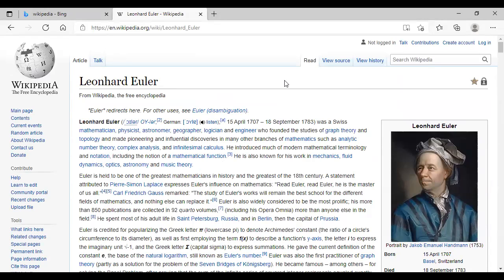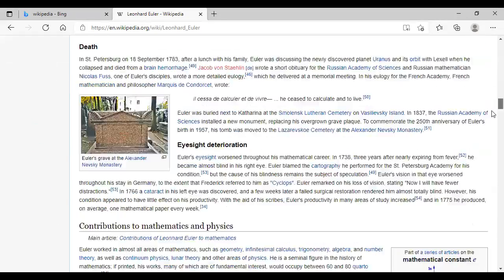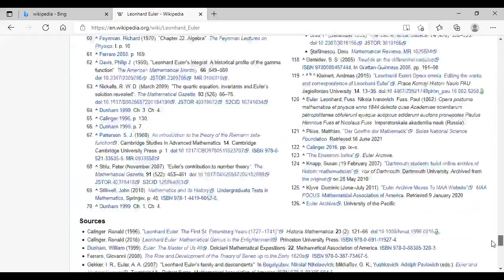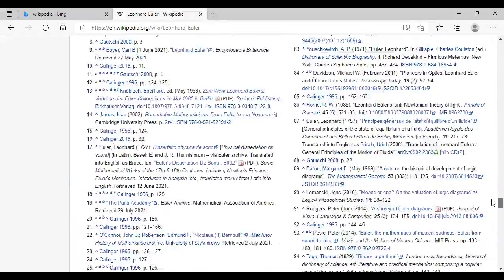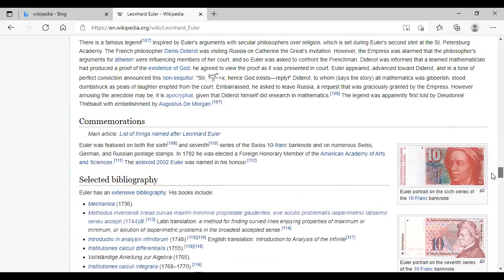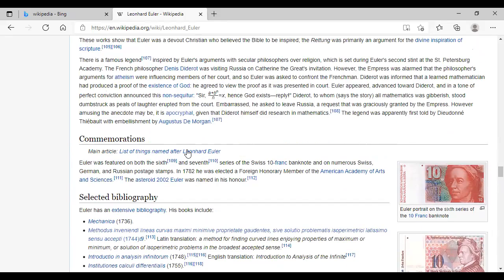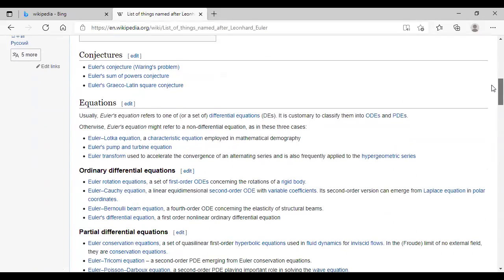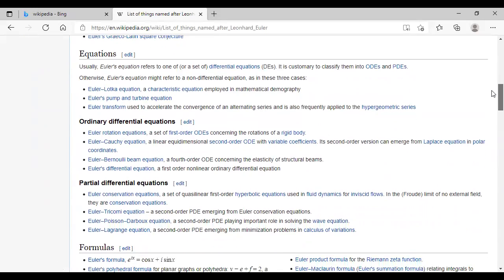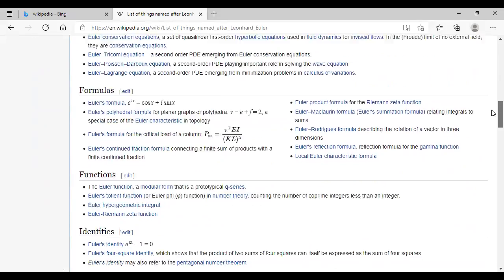Okay, so that was a fun little Euler break. And then there's another funny thing, and then we'll move on: there's a page of all the stuff that's named after him. List of things named after Euler. And it's a ridiculous list. Euler's conjecture, Euler's sum of powers conjecture, Euler-Lotka equation, Euler's pump and turbine equation, Euler transform, Euler-Bernoulli beam equation. So much stuff.